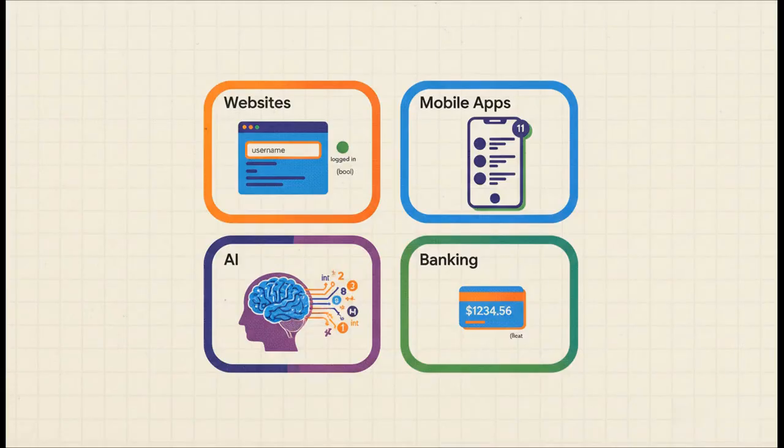And this is where it all clicks. Think about a website. Your username? That's just a string variable. Whether you're logged in, that's a true or false Boolean. How about your phone? Your whole contact list is, you guessed it, a list. And that little number telling you how many unread messages you have, that's an integer. AI and machine learning, that's all just crunching massive amounts of numbers, integers and floats. Your bank balance, it's just a float in a variable.